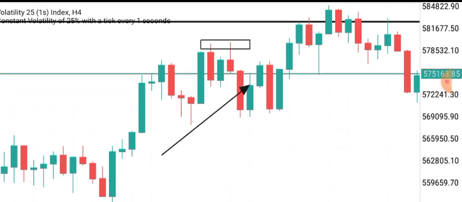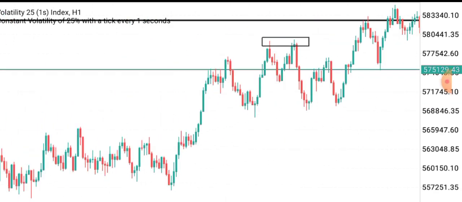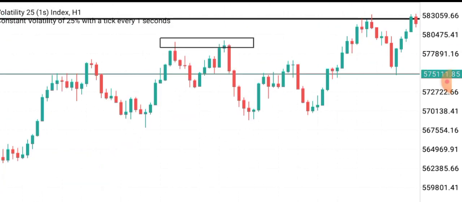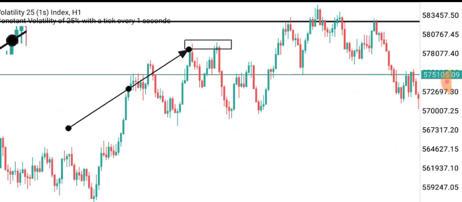if you go down to the 1 hourly time frame, let's go to the 1 hourly time frame. I think the structure was even better on the 1 hourly time frame. Okay, perfect. All right, so I saw this setup right here on the 1 hourly time frame, and this is a double top, as you can see right here.